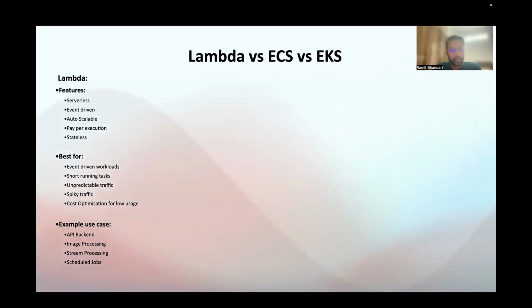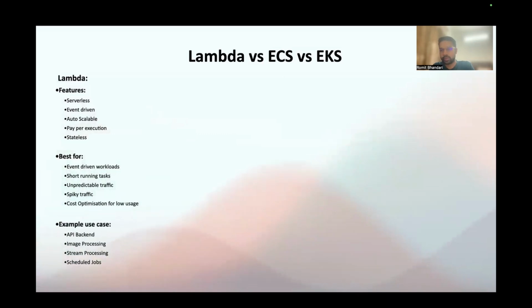And it is best for event driven workloads, short running tasks. Please remember, short running tasks, unpredictable traffic, you would want to use Lambda. Spiky traffic, where you don't have a stable traffic, more spiky traffic, and for low usage you want to optimize the costs. Okay, example use cases could be API backend, image processing, stream processing, scheduled jobs, etc. So event driven, unpredictable traffic, spiky traffic, short running tasks.